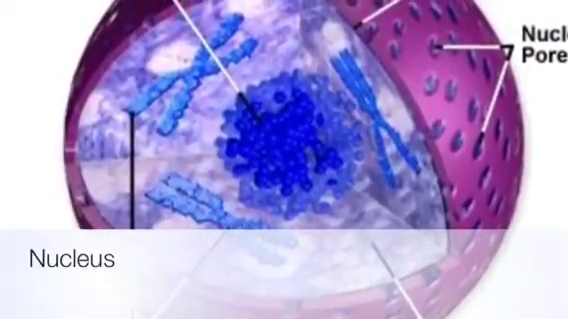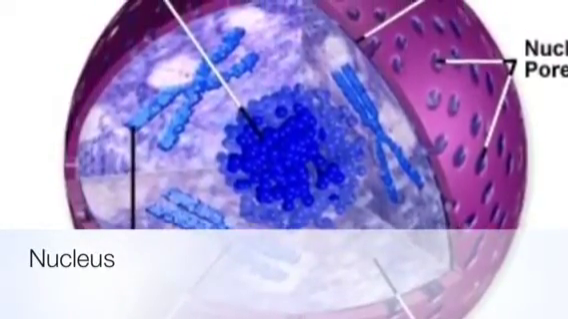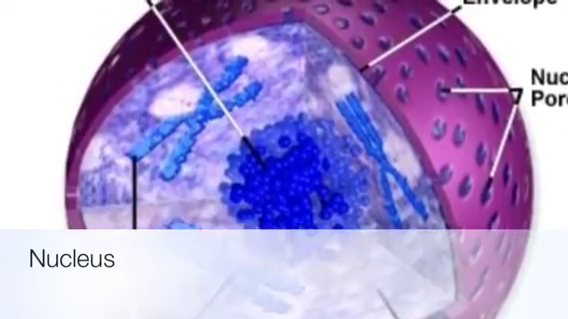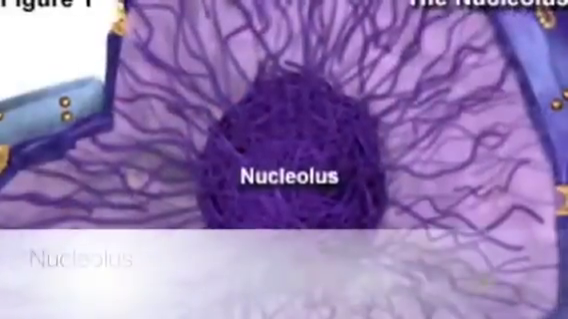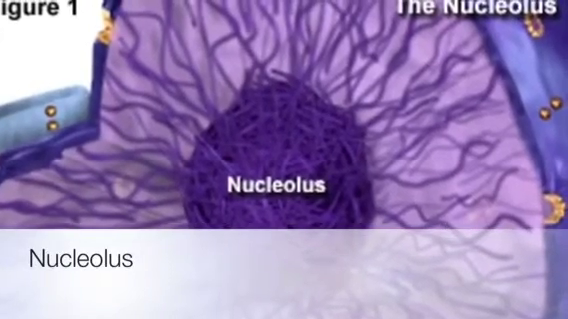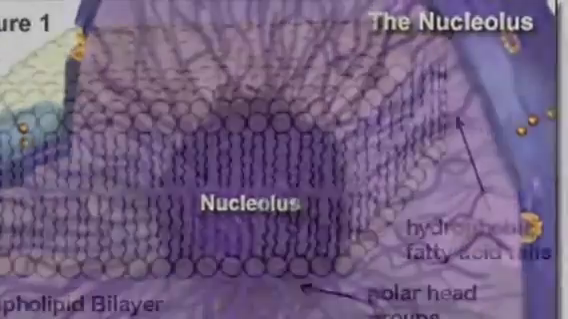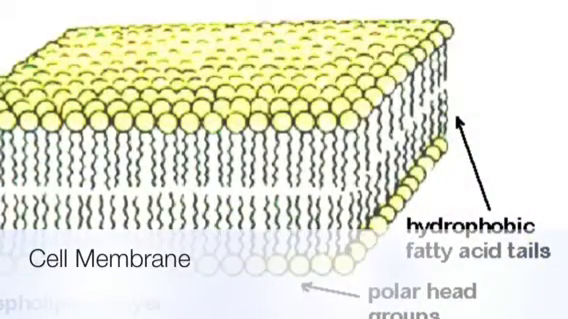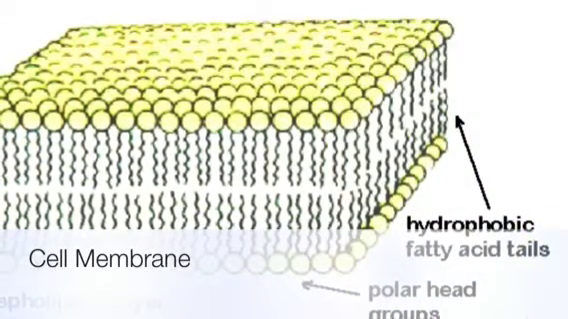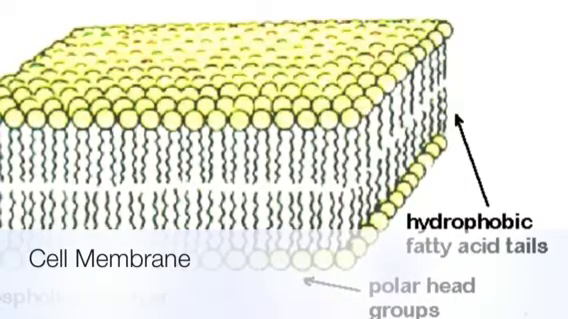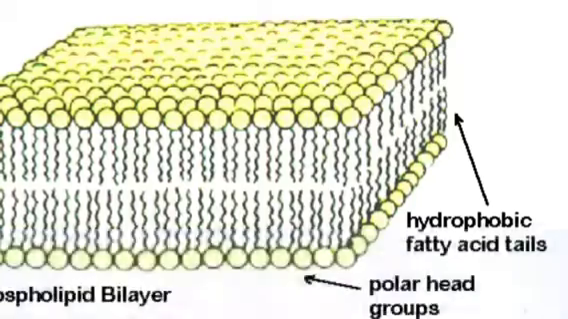The nucleus. The nucleus is a membrane-bound structure that contains the cell's heredity information and controls the cell's growth and reproduction. The nucleolus. The nucleolus directs the assembly of proteins within the cell nucleus. The cell membrane. The cell membrane is a semipermeable membrane that surrounds the cytoplasm of a cell. It helps control what enters and what leaves the cell, protecting the cell.